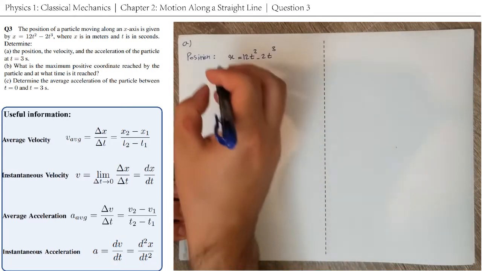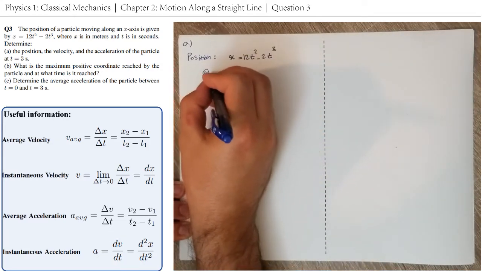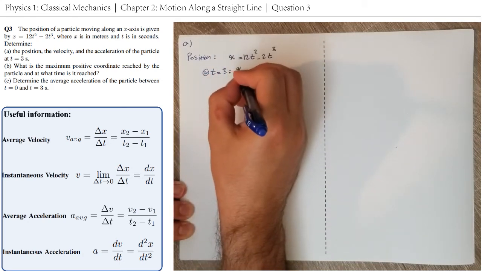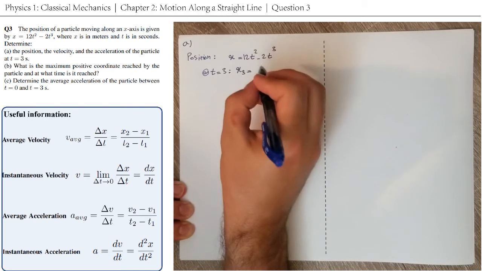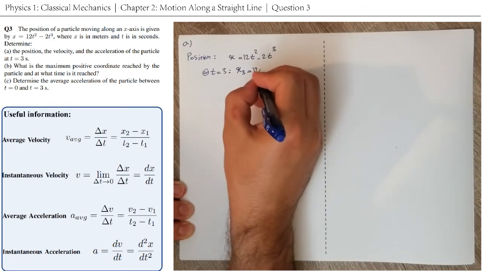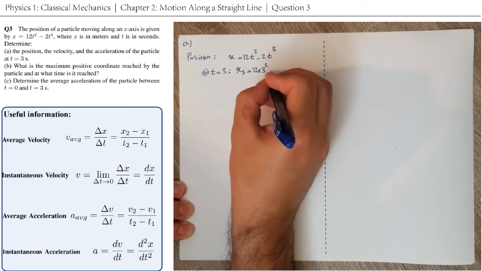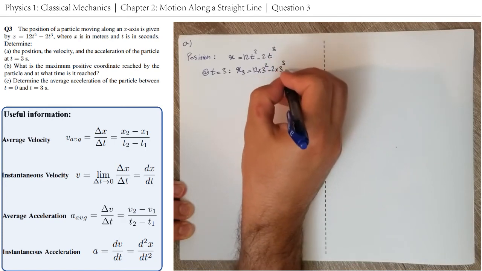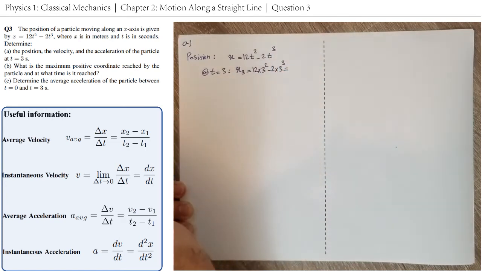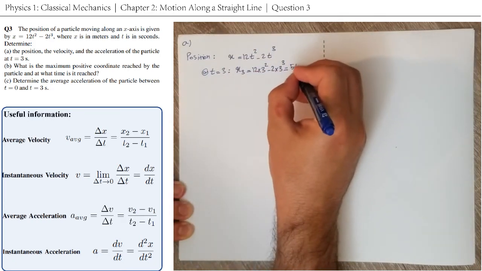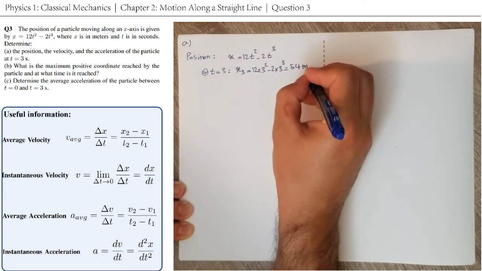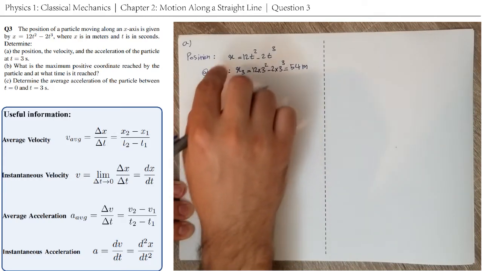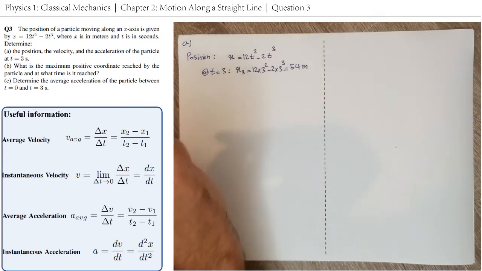t equals 3. So at t equals 3, we would have x3 equals 12 times 3 squared minus 2 times 3 cubed, which is going to be equal to 54 meters. That's it. For the position, all we had to do is to just plug the time into our equation.